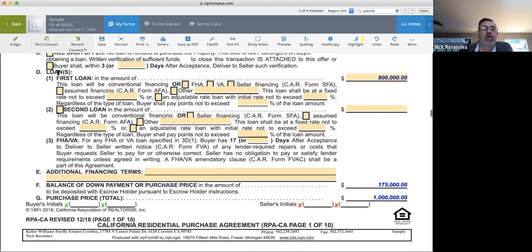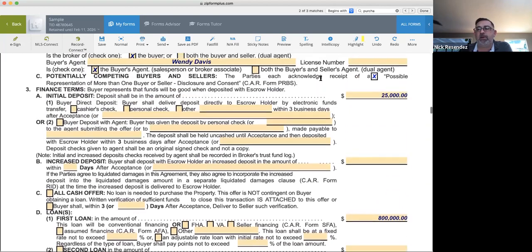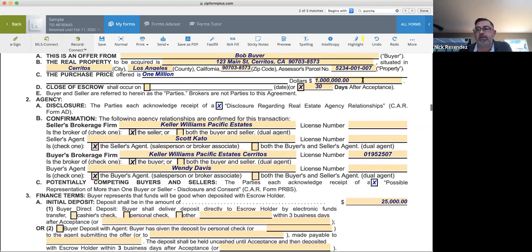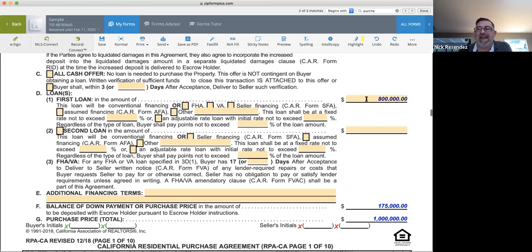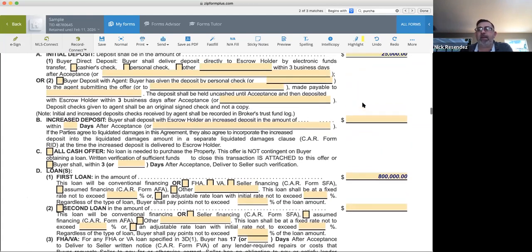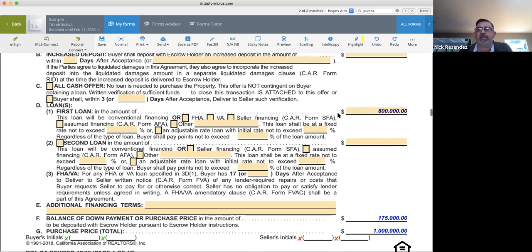So D is the loan amount, right? In this case, I wrote up an 80% loan. We have a $1,000,000 price, 20% down, which means the loan is 80%, or $800,000. Okay, so you do the math. I see people get this wrong all the time because they think they've got to figure out the down payment and somehow the deposit is incorporated into that, and they don't get the loan amount correct.